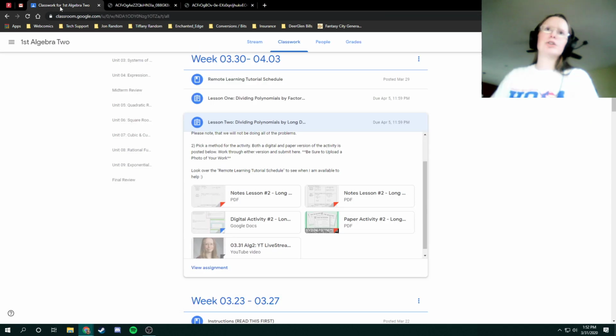Either way, whether you choose to do the digital activity or the paper activity, I am still expecting to see an uploaded photo of your work. Preferably to this assignment, which makes my life a lot easier, and so that way it's right with your work so you know that I'm getting it. Also acceptable is email and Remind 101. And again, there's a link to this video if you need to see it again later.